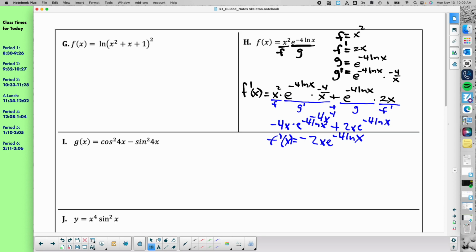I was going to factor out the 2x from both of them, and then the e to the -4 ln x, and then the inside of the parentheses would be left with -2 plus 1. Not that that would have been hard, but that would have been a lot more steps than what you did.